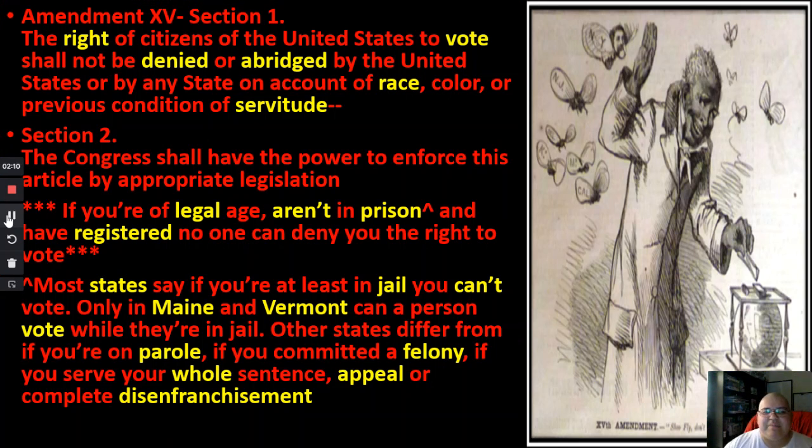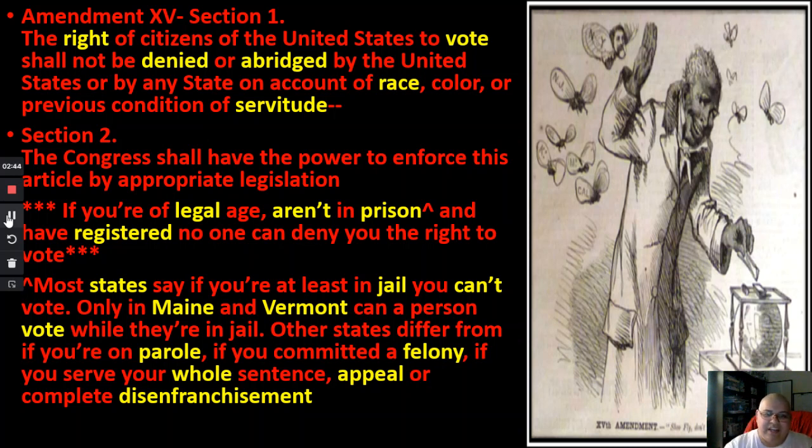So the 15th Amendment says the rights of citizens of the United States to vote shall not be denied or abridged by the United States or any state on account of race, color, or previous condition of servitude. And the second section says the Congress shall have the power to enforce this article by appropriate legislation. So what does this mean? Basically, a state can't deny you the right to vote because of your color of skin. Doesn't matter if you're white, black, or anywhere in between, they can't deny you the right to vote.